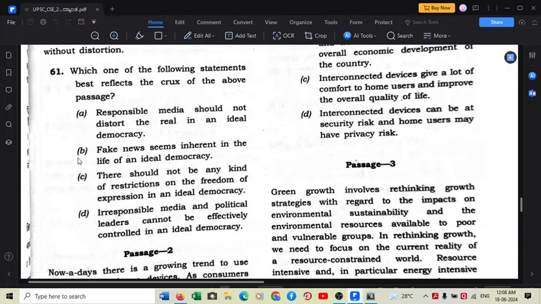Option D, irresponsible media and political leaders cannot be effectively controlled in an ideal democracy. Definitely this is also correct, that irresponsible media and political leaders cannot be effectively controlled. But is this the crux of the passage? The answer is no. Yes, but this is not what the author is talking about.